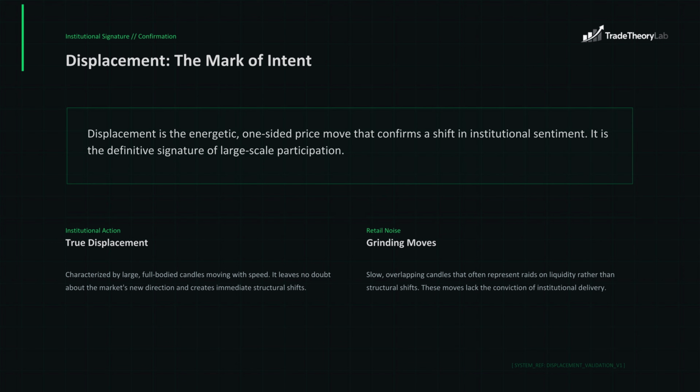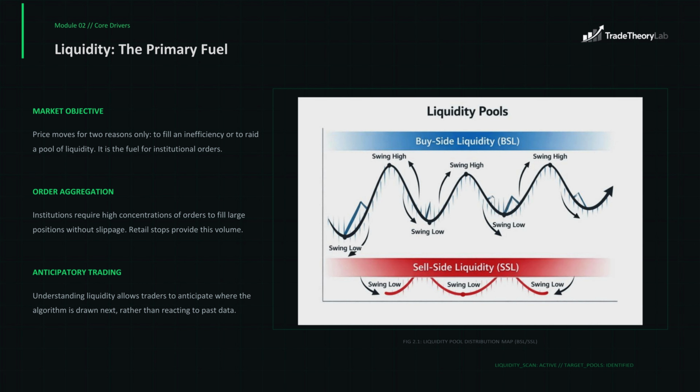We must learn to distinguish between the two. A slow, grinding move below a low is often just a raid on liquidity. A fast, aggressive move is a shift in market structure. Why does price move from one point to another? The answer is simple, yet it eludes the vast majority of participants. Liquidity. Price moves for two reasons and two reasons only: to fill an inefficiency or to raid a pool of liquidity.